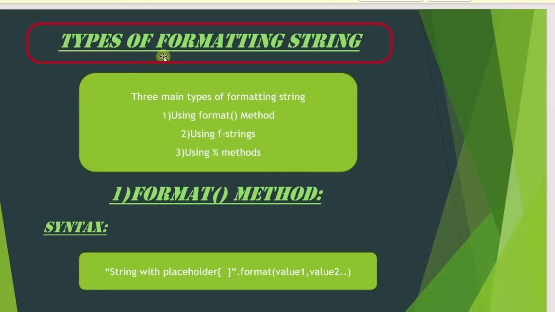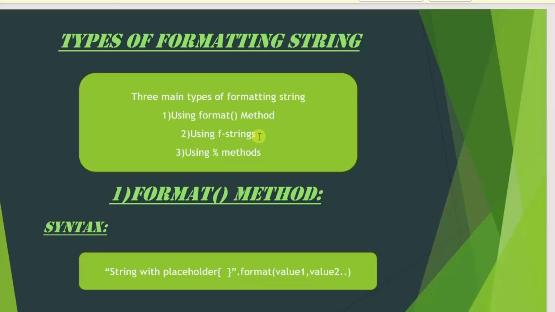Now let's talk about types of string formatting. There are three main types that beginners should know. The first is the format method, the second is f-string, and the third is percent formatting. I recommend that you focus more on the second one, which is f-string, because it is used a lot and is much easier than the other methods. Writing code this way makes it clear, clean, and readable, which is important for growing in our coding journey.